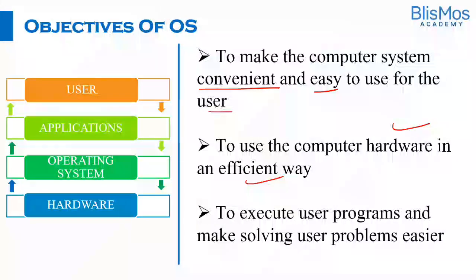And the third one being to execute the user programs and make solving user problems easier. See, why are we using a computer for that matter? We are using the computer to solve our problems, right? If computer is not making it easy, then what is the computer for? So objectives are to make the computer system convenient and easy, to use the computer hardware in an efficient way, and to execute the user programs and make solving user problems easier.